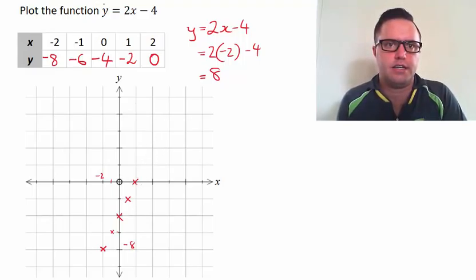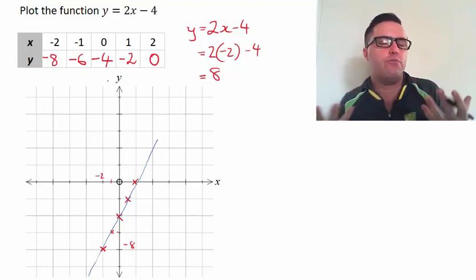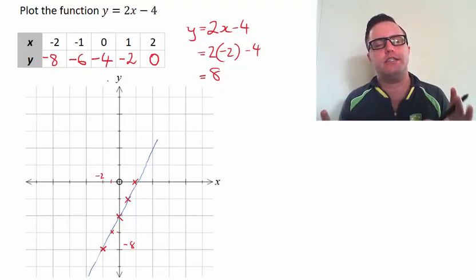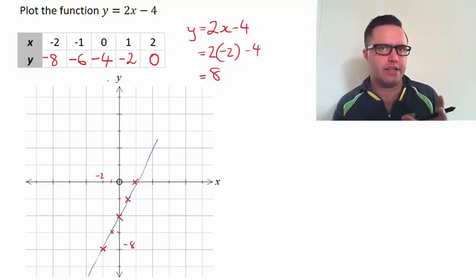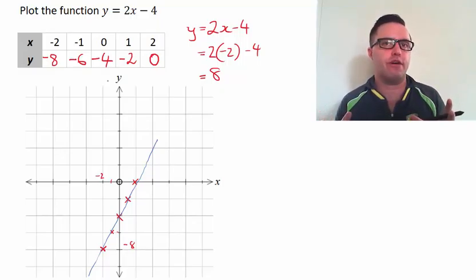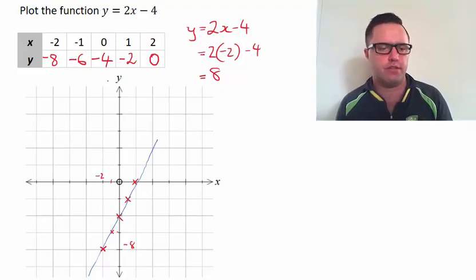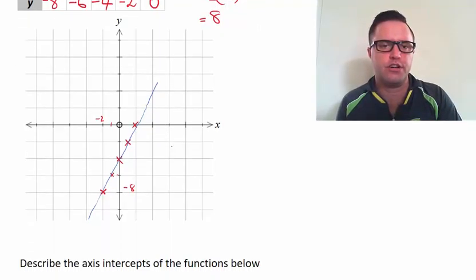Now, it shouldn't be too much of a stretch for you to realize that you only need 2 points to graph a line. But it's a good idea to at least plot 3, because if you plot 2 and you're wrong with one of them, you'll still get a line. But all 3 of them have to be on the line. That's a good idea there.